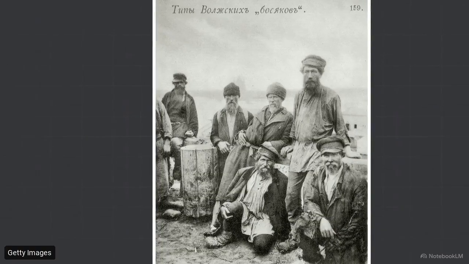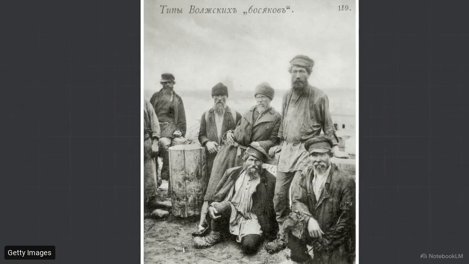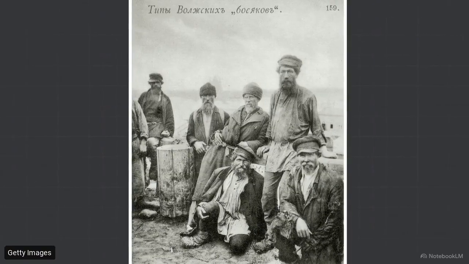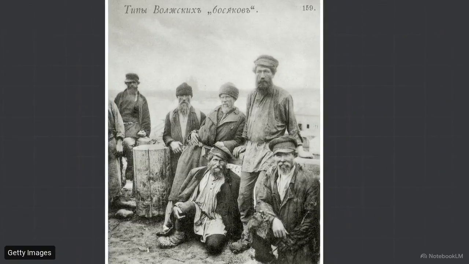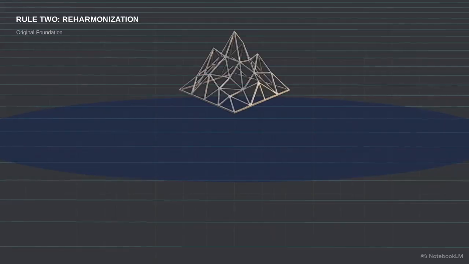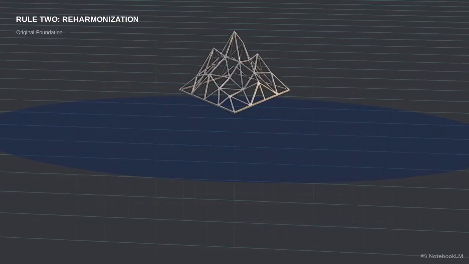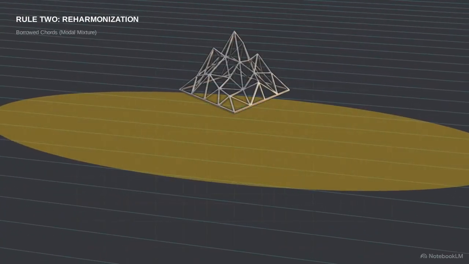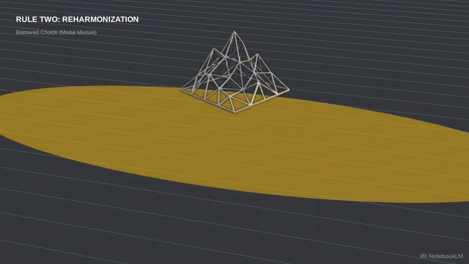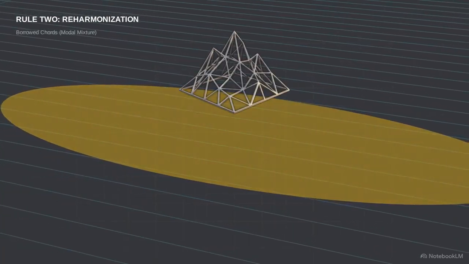Rule 2 introduces reharmonization. Consider the Song of the Volga Boatman, an 1866 composition originally anchored to a specific set of heavy minor chords. The harmonic floor can be swapped entirely, even borrowing chords from parallel keys, while the melody remains stationary. This modal mixture changes the emotional weight without altering the melodic shape.